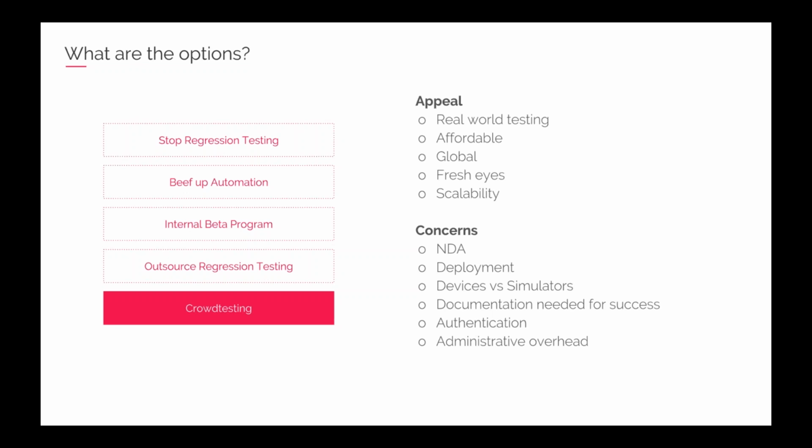We talked about beefing up automation, and for sure that's a good complement to manual testing, but certainly not a replacement. We threw around some ideas of an internal beta program. Maybe we can have some of our other employees do the testing for us. And then again, the solution that most people come to when they think of a resourcing issue internally: how about we just outsource regression testing? Let's get somebody else to do it.